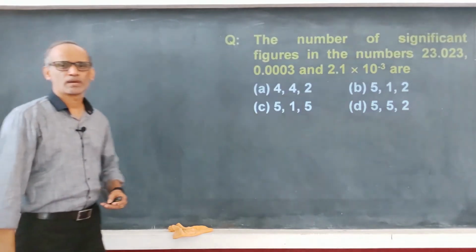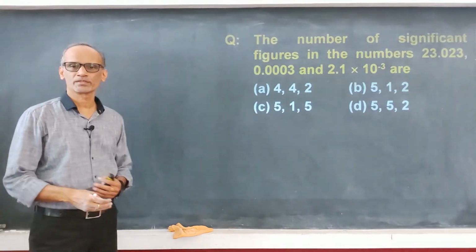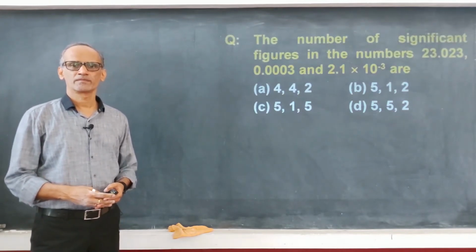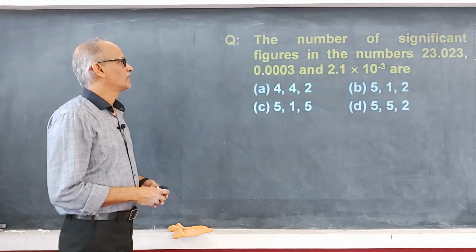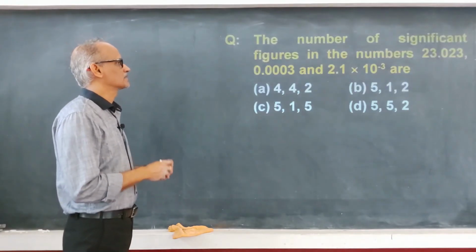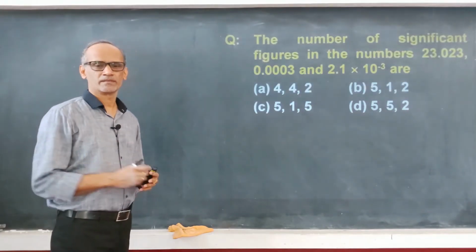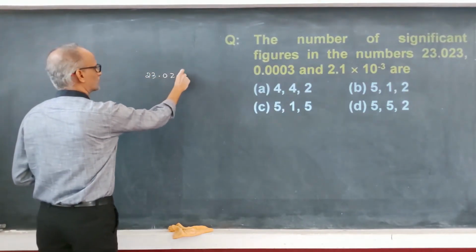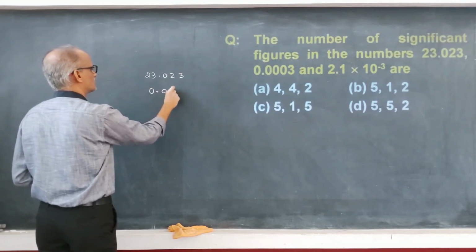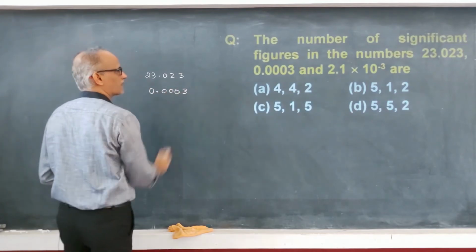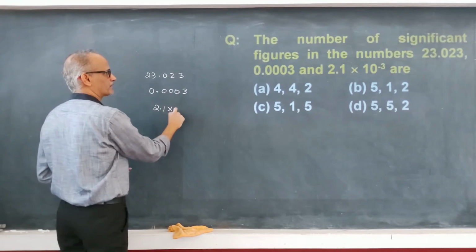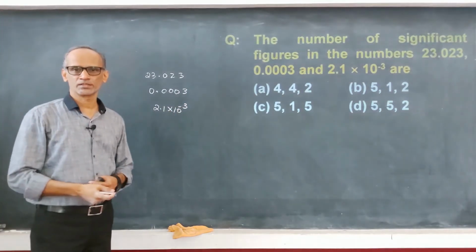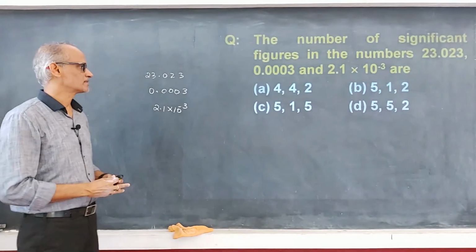Okay, so let's attempt one objective question. In an objective question, there will be 4 options given, and you have to select the correct one. The question: the number of significant figures in the numbers, there are 3 numbers given. First one is 23.023, after that 0.0003, and then we have 2.1 into 10 to the power minus 3. So these are the 3 numbers given. You are asked to find the number of significant digits. So which choice is correct, whether it's A or B or C or D.